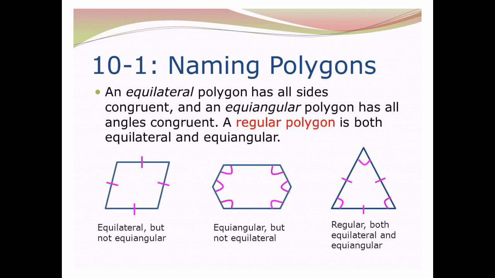We can also name polygons based on their sides and their angles. So if something has all sides that are congruent, that is known as equilateral. If it has all the angles congruent, it's known as equiangular. And something that is both equilateral and equiangular is known as regular. You'll see a lot of regular figures in geometry, and it is important to know that they are both equilateral, all sides equal, and equiangular, all angles equal.